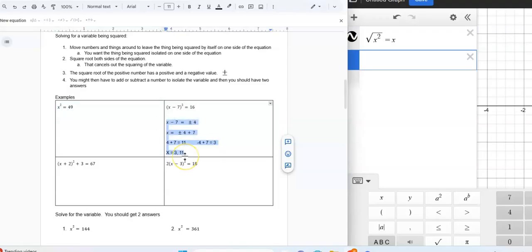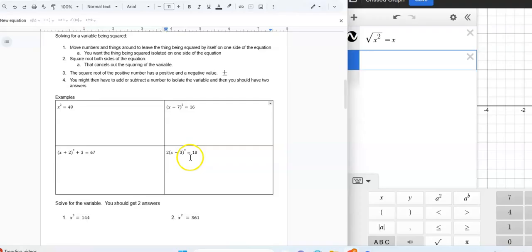Okay. Now, as for this one, I'm not going to do it, but you would subtract 3 from both sides. You then get x plus 2 squared equals 64. Now you square root both sides, and you get x plus 2 equals positive and negative 8. Again, you now subtract 2 from both sides.